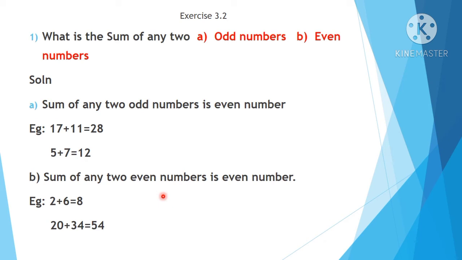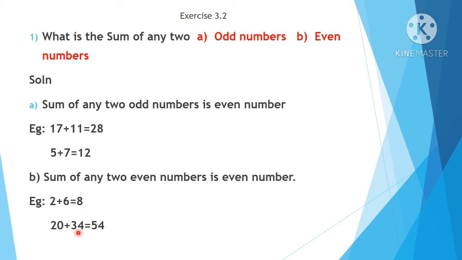Now check it for 2 plus 6. 2 is an even number, 6 is an even number. When you add 6 plus 2, you are getting the answer 8. 8 is an even number. Now 20 is an even number plus 34. 34 is also an even number. Add it. 20 plus 34, you are getting the answer 54. So 54, in the ones place, what number are you having? 4. So the number ends in 4. So it's an even number.